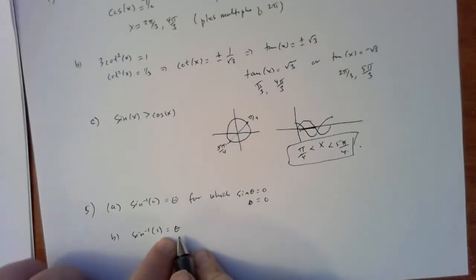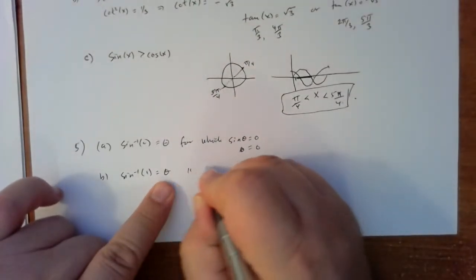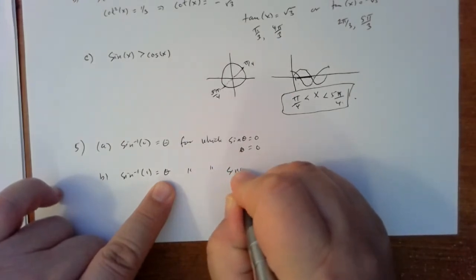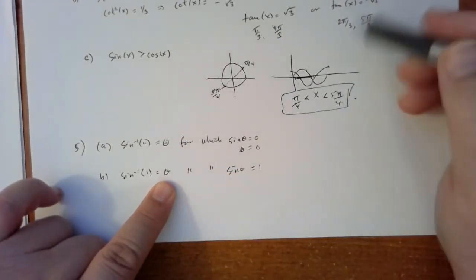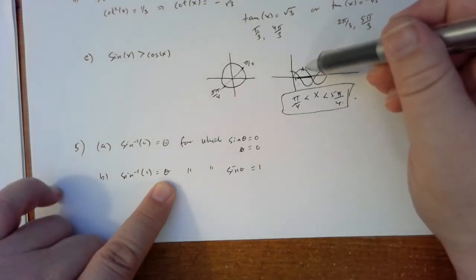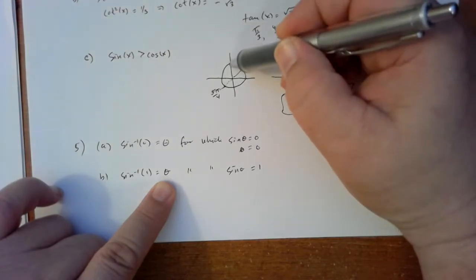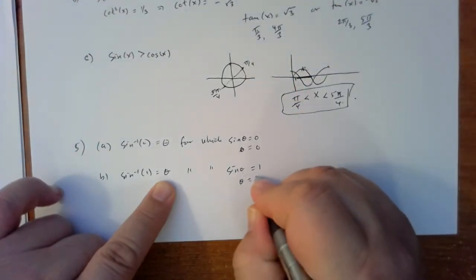B, inverse sine of 1 equals, I'll just write this as equals theta, right? That's kind of my technique. And then we say for which the sine of theta equals 1. Where does the sine of theta equal 1? Well, the sine of theta equals 1 at the top of the peak here, and so that's pi over 2, or you could think of it as here. So theta equals pi over 2.